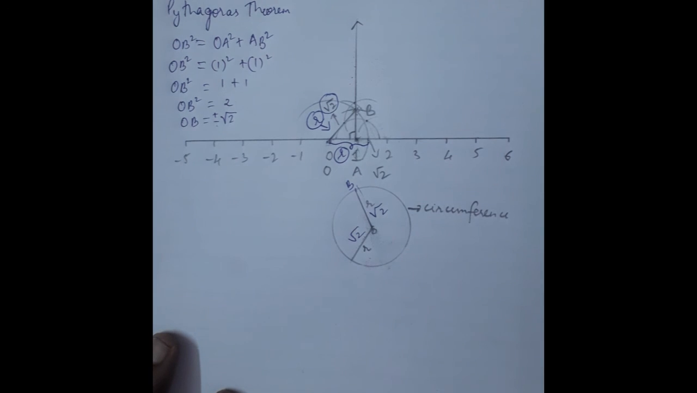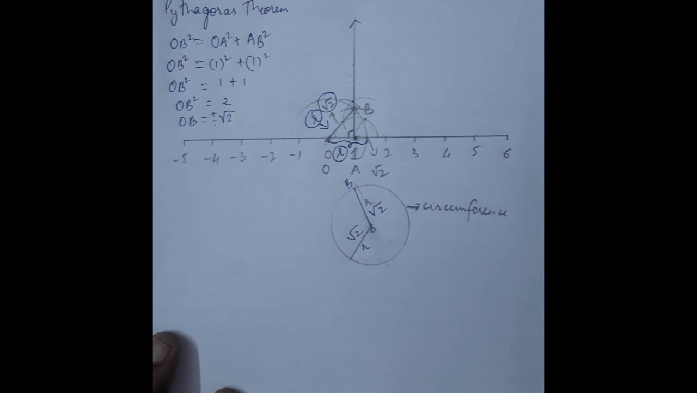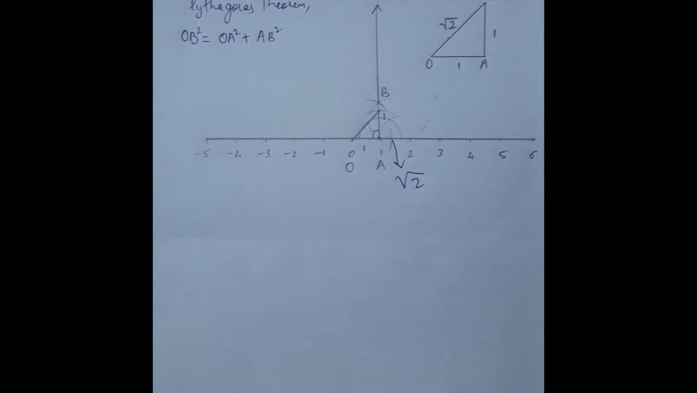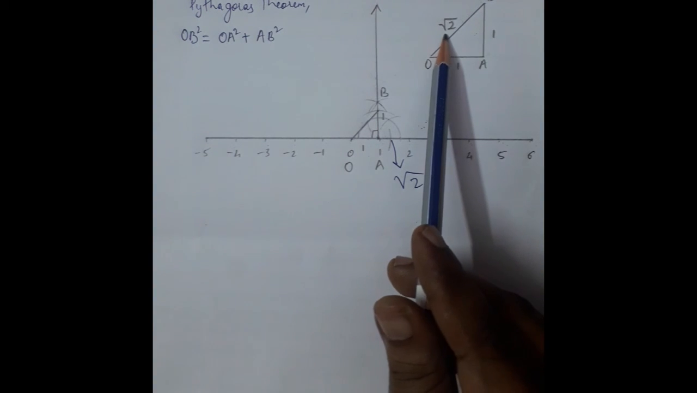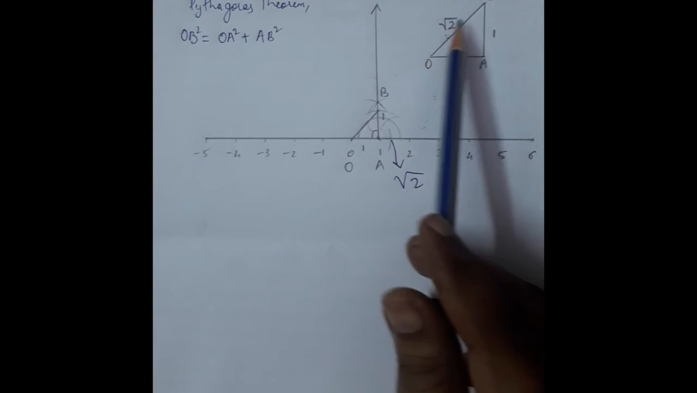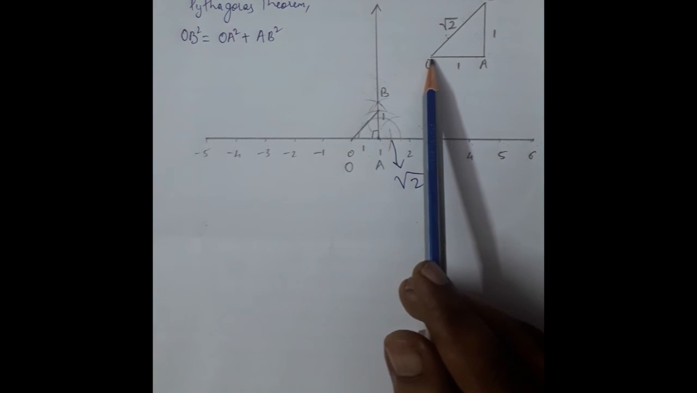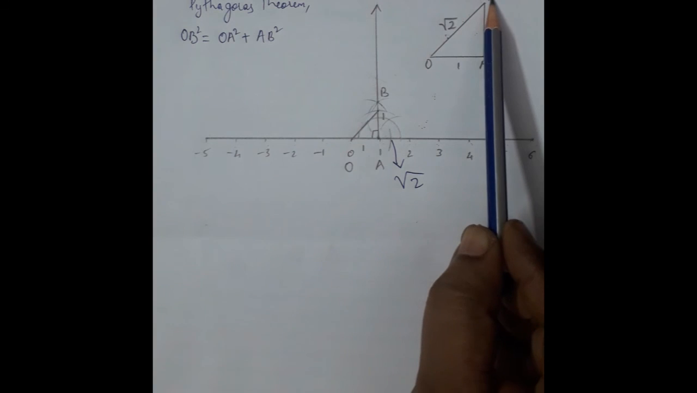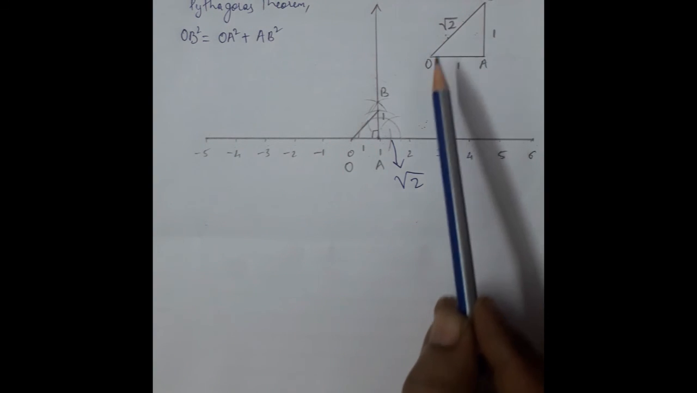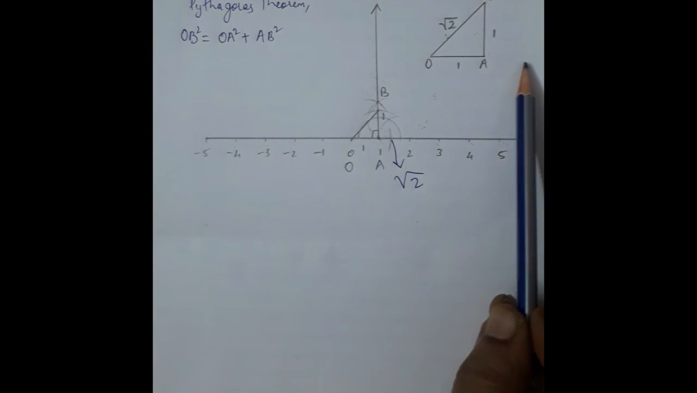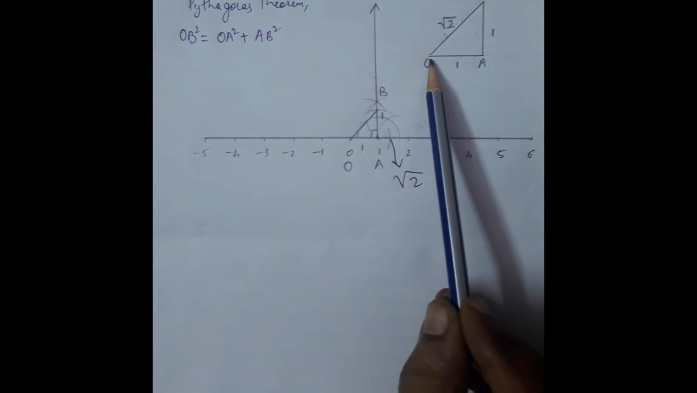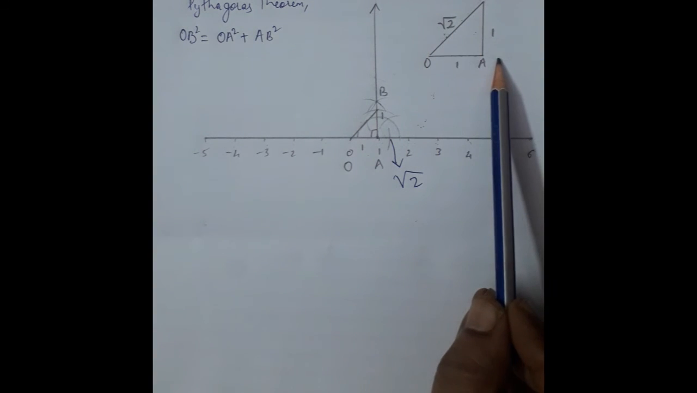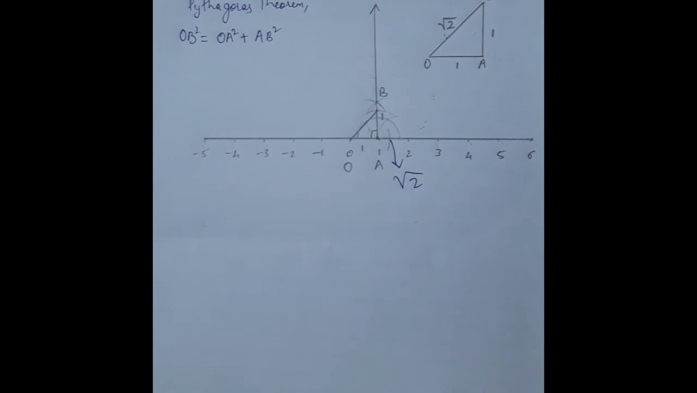I hope you all have understood how to construct root 2. So I'll show you a neat figure as to how it should look. This is how your construction should look. And this is how we get root 2 using the Pythagoras theorem. We take the measurement from O to B as our new radius and cut the number line, which is over here, to get root 2 on the number line. Okay, so I hope you have understood.